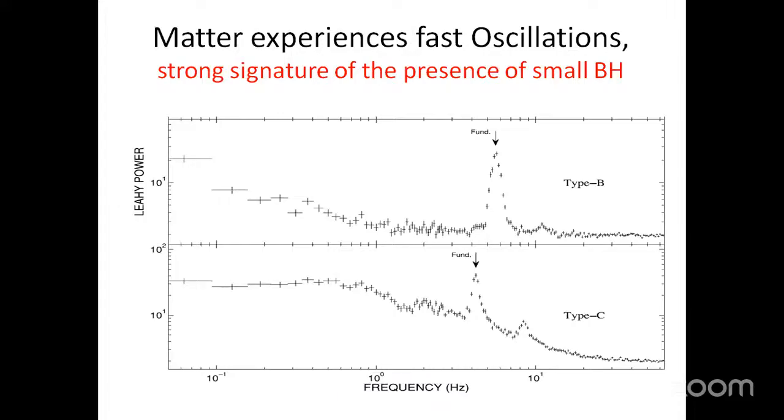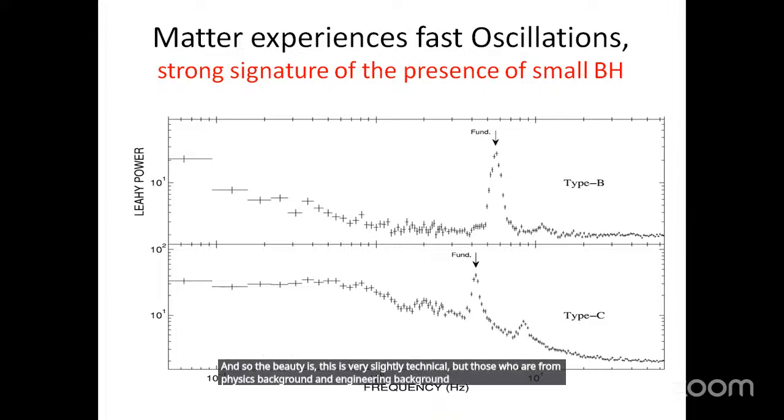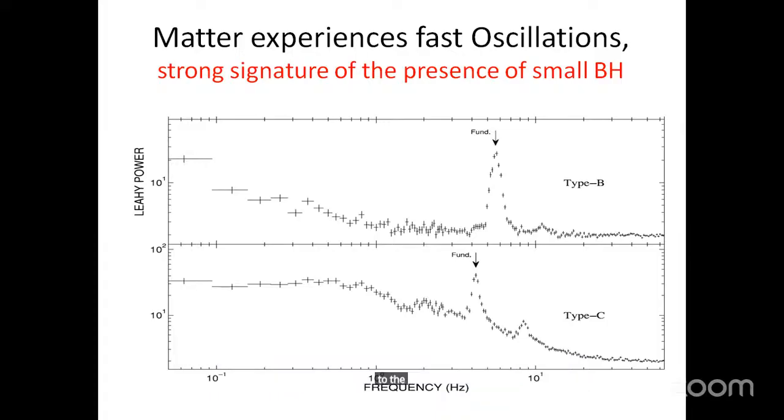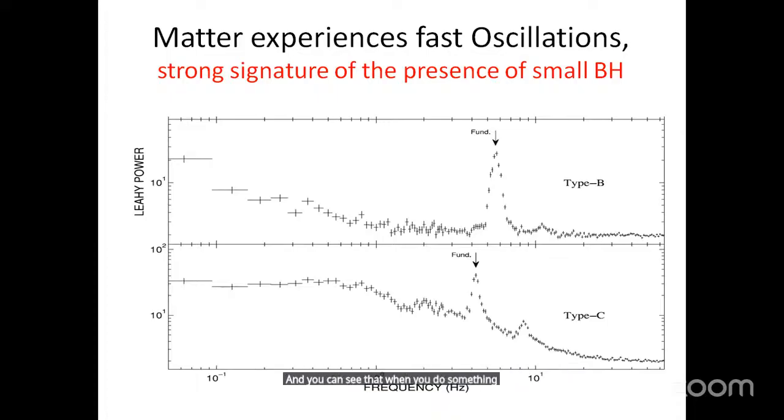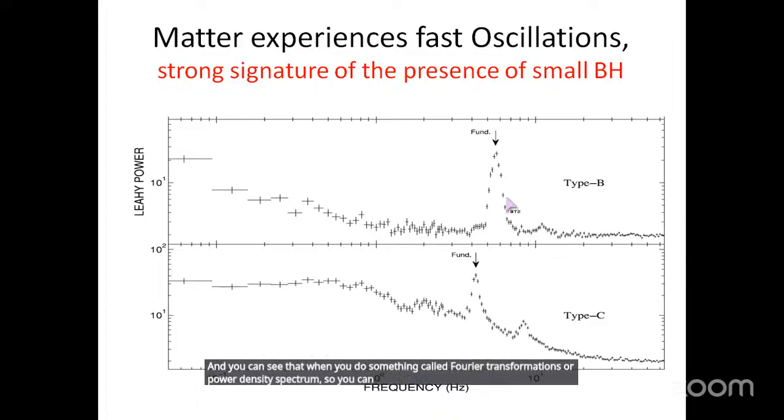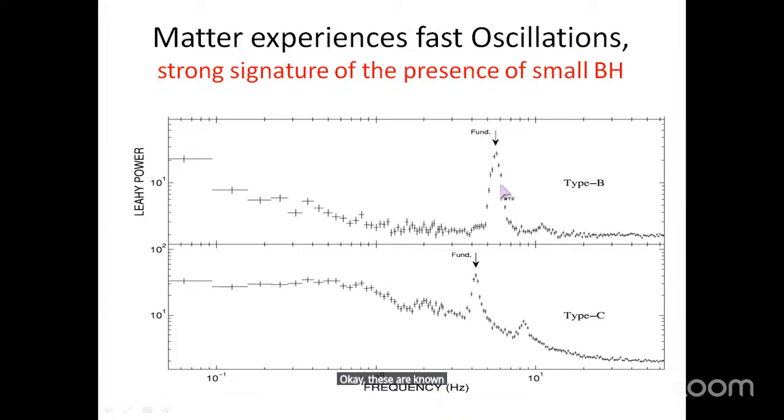The beauty is, this is slightly technical, but those who are from a physics or engineering background can understand that there is something called signal processing. In my previous small animation, I showed that as the matter approaches the black hole or neutron star, it forms a disk. It has an orbital velocity, and when you do something called a Fourier transformation or power density spectrum, you can see beautiful peaks. These are known as quasi-periodic oscillations.